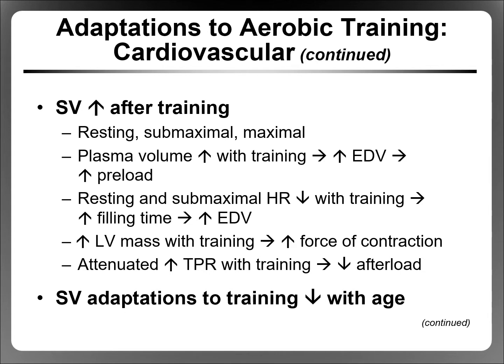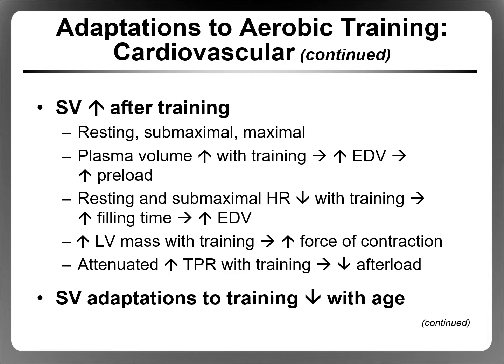All right, so digging a little bit more into stroke volume, we know it's going to increase after we do some sort of training. We're also going to have increases at rest, submaximal effort, and maximal effort. Again, that is because our plasma volume increases with training, so we have increases in end diastolic volume, therefore an increase in preload. We know that when this ventricle is going to stretch due to preload, it is going to make my contraction much more forceful when we actually do get to contraction.